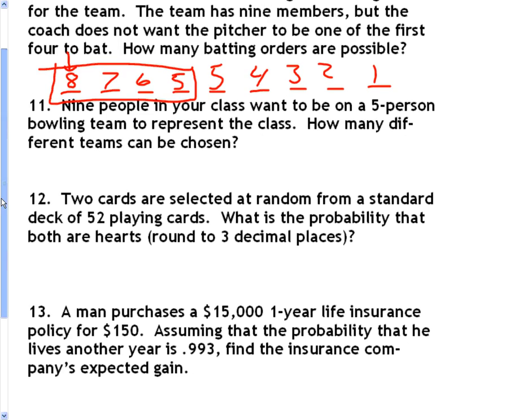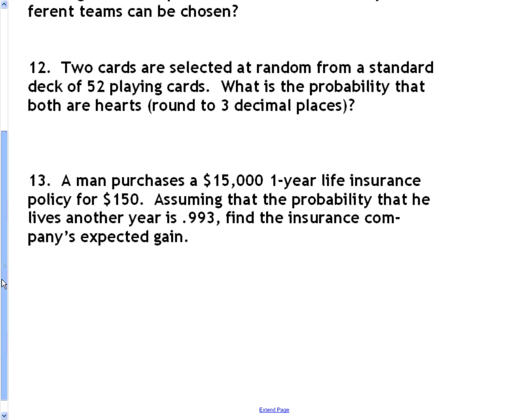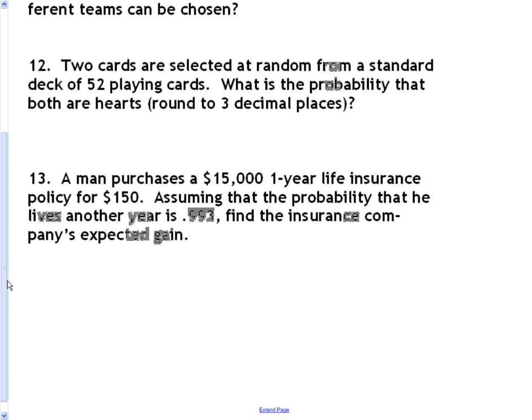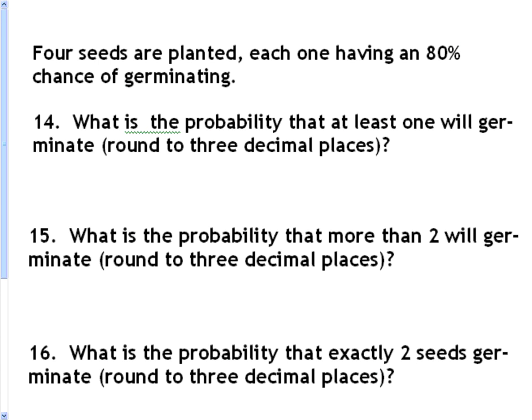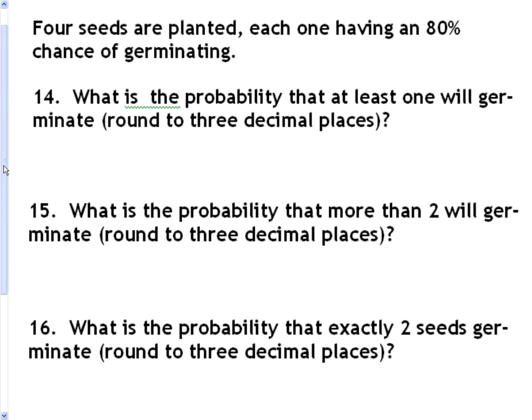Okay. Let's talk about, that's basically expected value on number 13 there. We've done enough of those. This is a good problem. 4 seeds are planted, each one having an 80% chance of germinating. What's the probability at least, we haven't talked about that yet, 1 will germinate? If at least 1 was going to germinate, then it could be 1, or it could be 2, or it could be 3, or it could be 4.